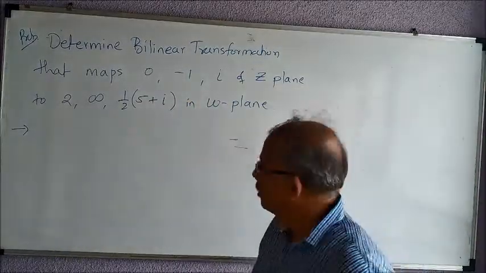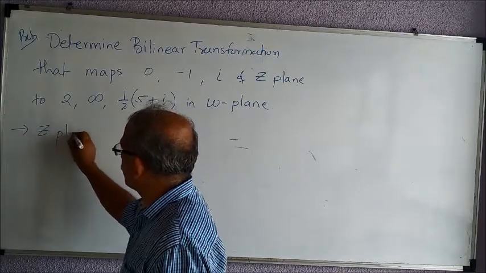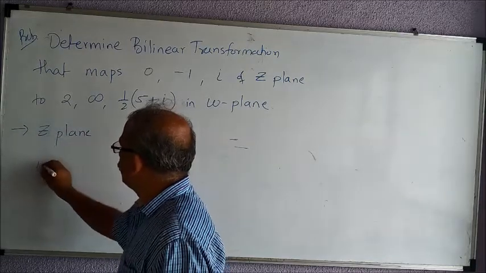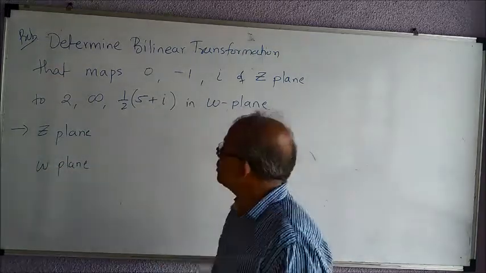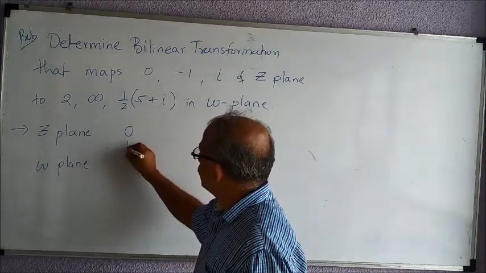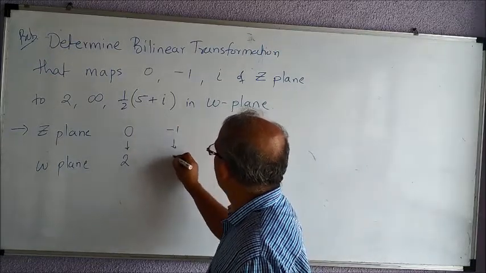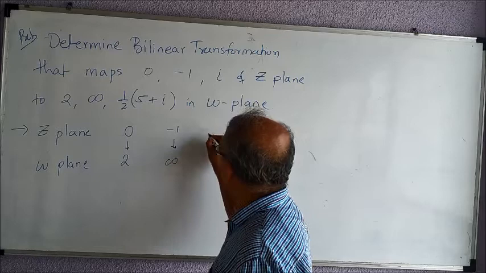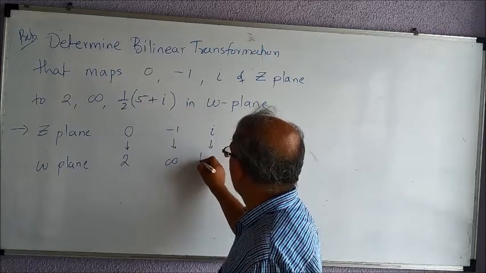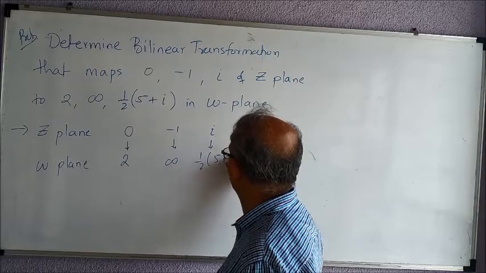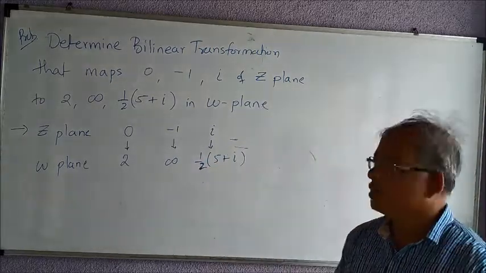So I'll write here Z plane and W plane. What we have is the mapping: 0 is mapped to 2, -1 is mapped to infinity, and i is mapped to half of 5 plus i. Okay, so this is the mapping.